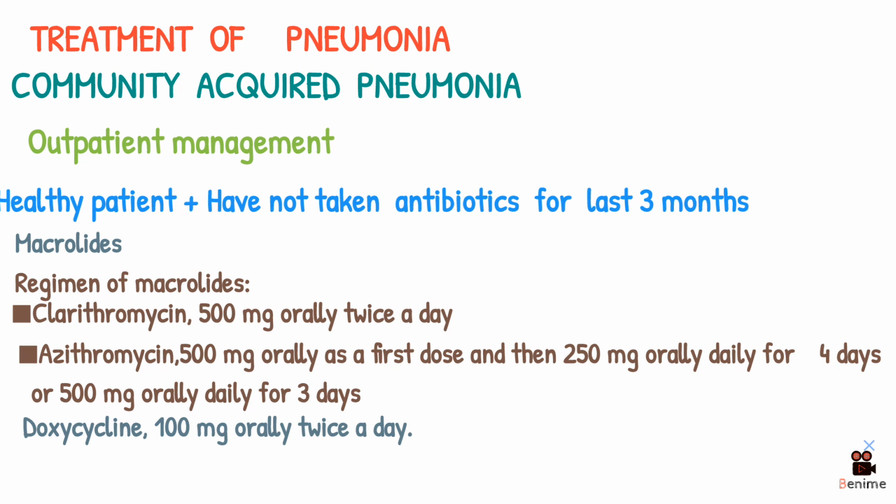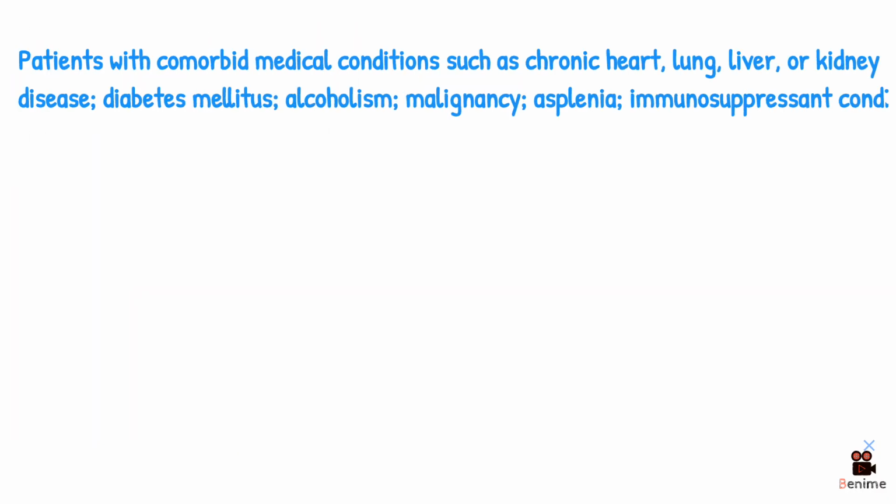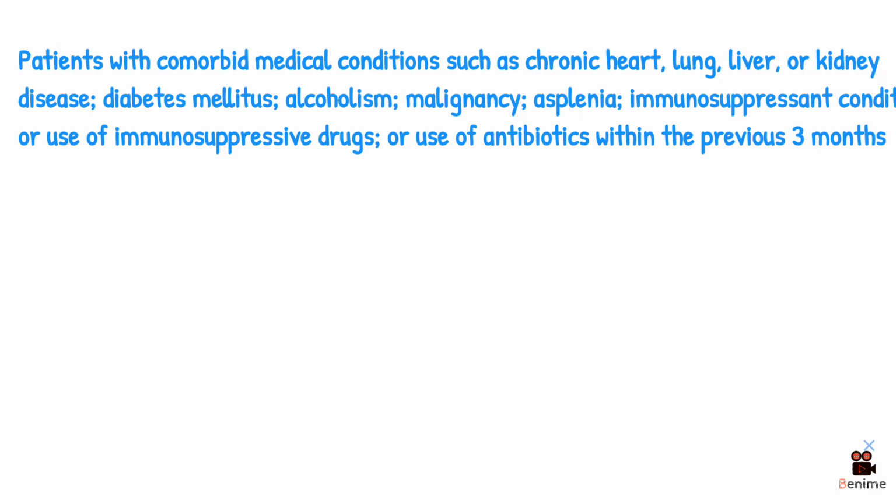What if the patient is not so healthy? Scenario B. This patient has comorbidities. We're talking chronic heart, lung, liver, kidney disease, diabetes, alcoholism, cancer, asplenia, meaning no spleen. Or they are immunocompromised, either from a condition or from drugs like steroids or chemotherapy. Or, and this is a big or, they took antibiotics in the last 3 months. If any of these are true, we need to escalate. We can't just use a simple macrolide. Our resistance rates are too high.